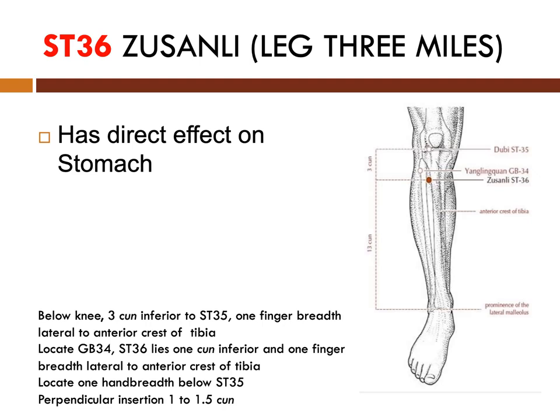You could also locate this by locating GB34 first. Stomach 36 lies 1 tune inferior and 1 finger breadth lateral to the anterior crest of the tibia. Or we can just locate this by measuring 1 hand breadth below stomach 35. Needling is done perpendicular, 1 to 1.5 tune.